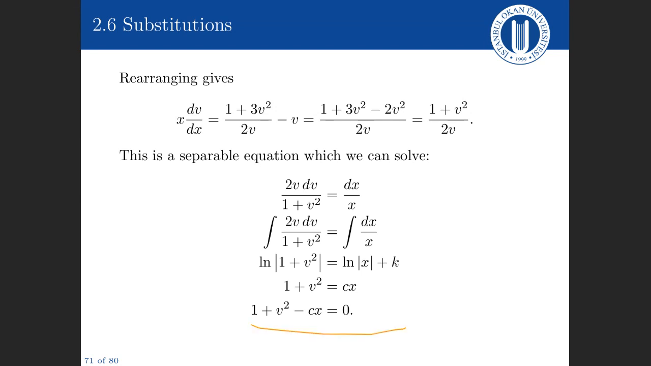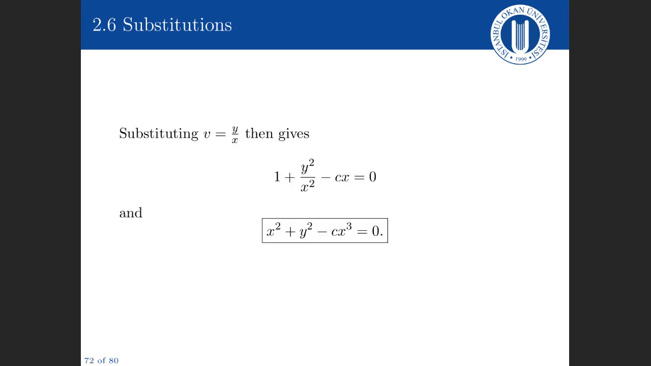You can check that the solution to the separable equation is 1 plus v squared minus 2x is equal to 0. And then finally, we do our substitution again. Instead of v, we can write y over x and then rearrange to find that the solution to this differential equation is x squared plus y squared minus cx cubed is equal to 0.